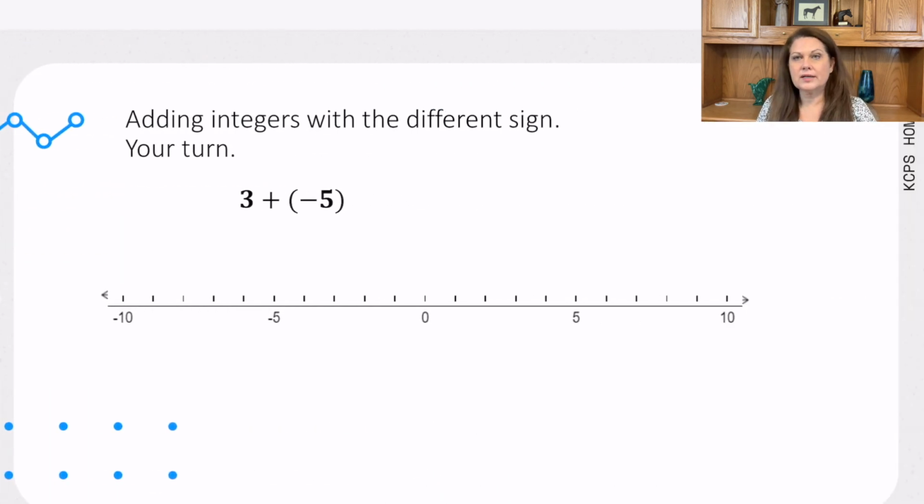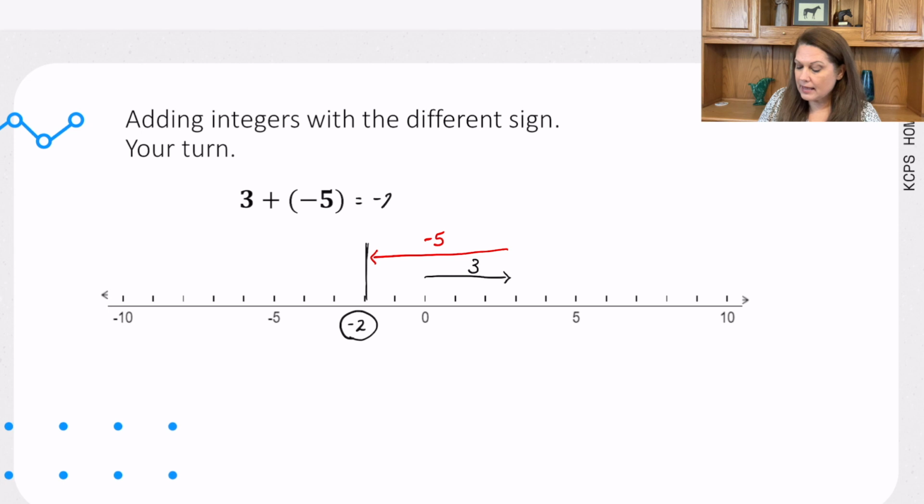Your turn, very quickly. 3 plus -5. How many spaces to the right? I hope you said 3. Now, how many spaces to the left? Remember, they're different signs. Positive to the right, negative to the left. We're going to go to the left 5. Notice I passed 0. Here's where I landed. So I'm at -2.